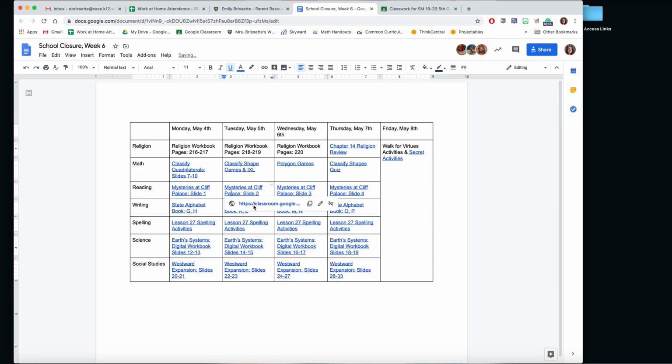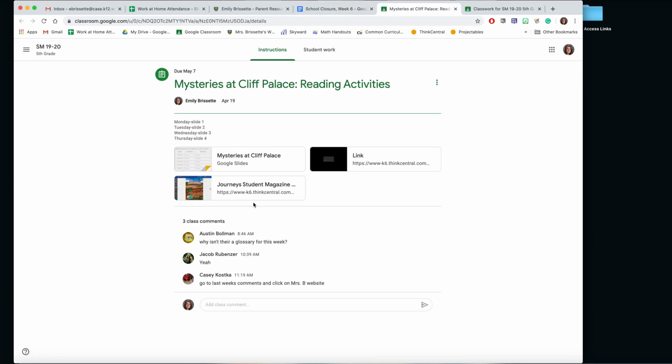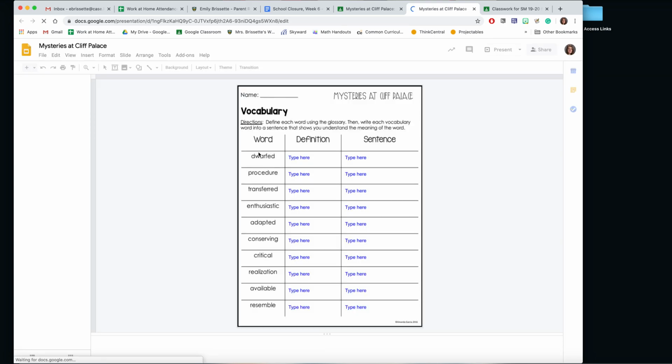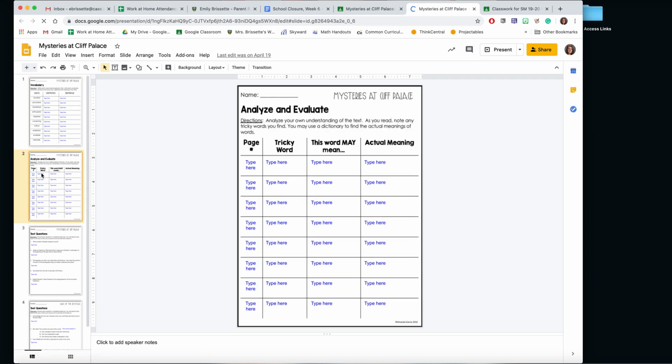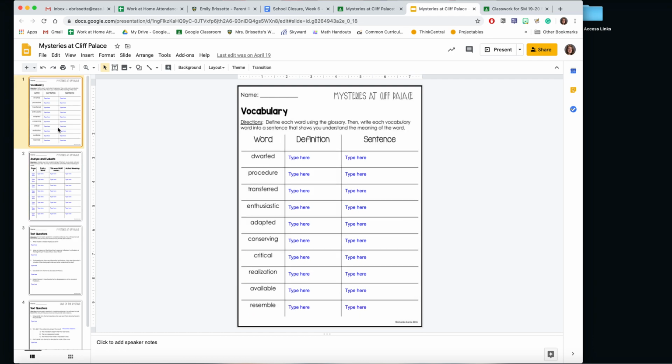For reading, we're on Mysteries at Cliff Palace. You are on slide 2 today. So we worked on vocabulary yesterday. Today we're talking about looking for words that are tricky within the text. Try not to choose words that are the vocabulary words because obviously you've already studied them.